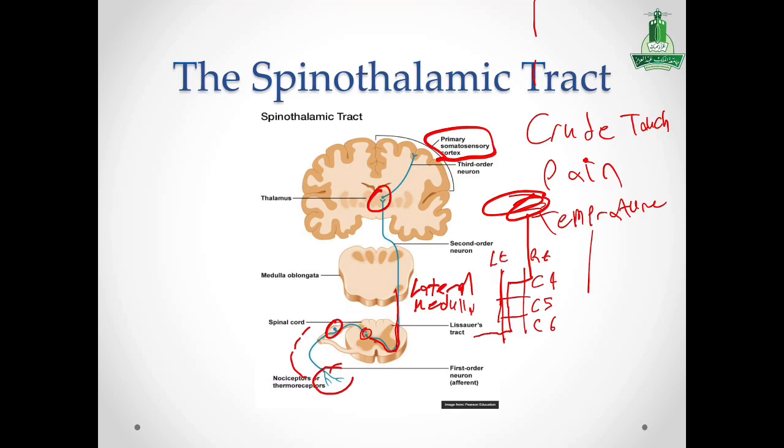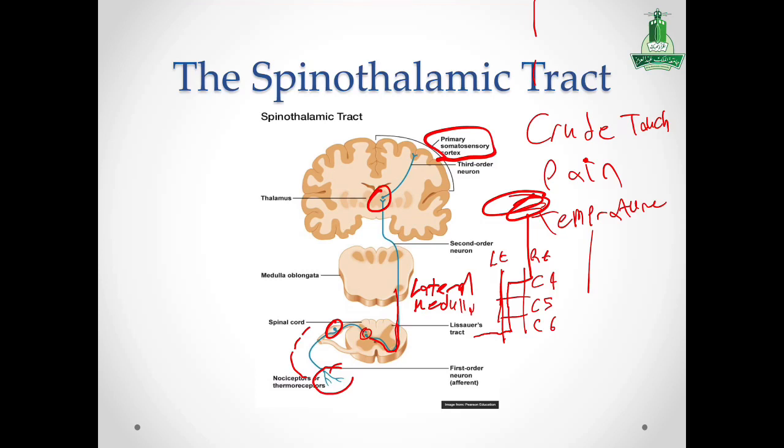From this diagram, I want you to remember that the first order neuron would decussate at the level of the spinal cord, not at the level of the medulla, like the dorsal column tract, and it does not decussate immediately. It goes 2 levels up before decussation. Those 2 levels up are called Lissauer's tract. You just go up 2 levels, then you decussate. To make it easy for you to remember, we like to call it the elevator.